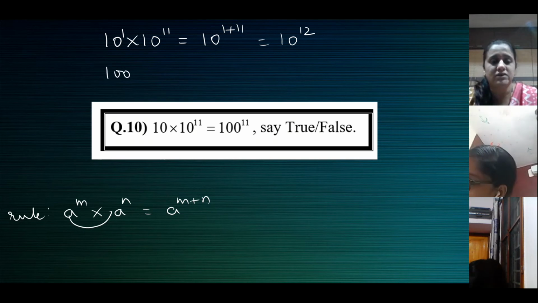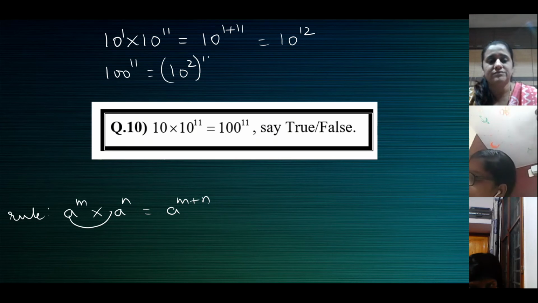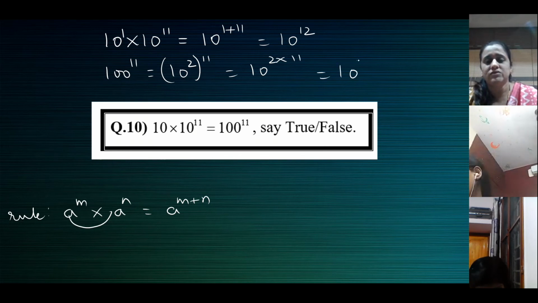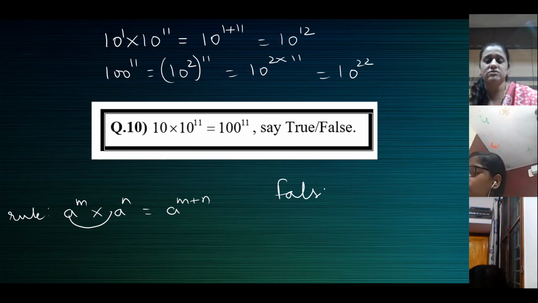100 to the power 11 is equal to 100 is 10 square whole power 11, which is nothing but 10 to the power 22. 2 into 11, which is 10 to the power 22. The correct answer is 10 to the power 12, but the given answer is 10 to the power 22. So false. The given statement is false.